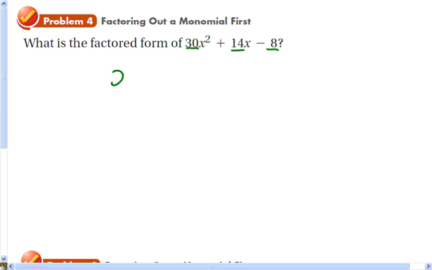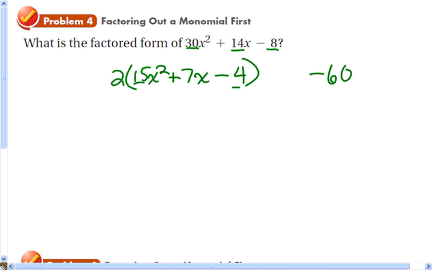So I get 2 times 15x squared plus 7x minus 4, which is the same as 30x squared plus 14x minus 8. Now I have a little easier job of factoring. I just need two numbers that have a product of negative 60, 15 times negative 4 is negative 60, and have a sum of 7. And since that number is positive, I need my positive number to be greater than the absolute value of the negative number.